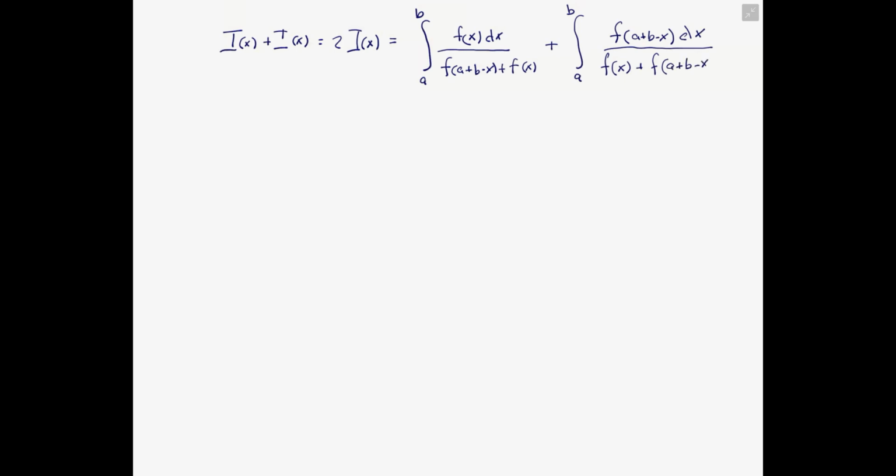That's the previous problem. F of a plus b minus x plus f of x, plus the other representation, which is equivalent, f of a plus b minus x dx over f of x plus f of a plus b minus x. So that's what we have.